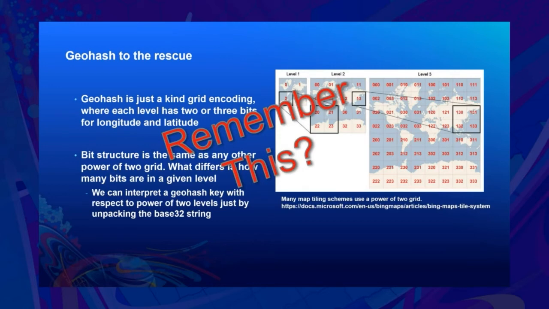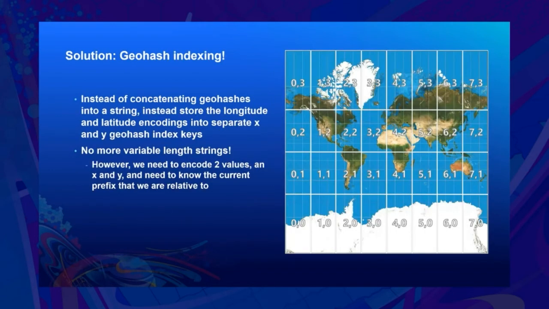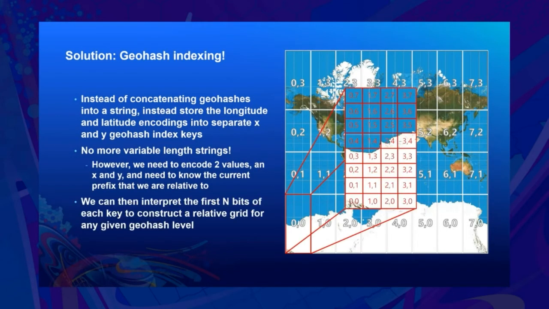Basically, it's nothing too interesting. It's simply that you have a grid, and therefore, of course, you can find some way to index it in a row column fashion. And when you index the grid in that way, it becomes completely trivial to find a neighbor. Just to reiterate how exactly this works, we can interpret the first n bits of a given x and y key to construct a relative grid for any given geohash level.